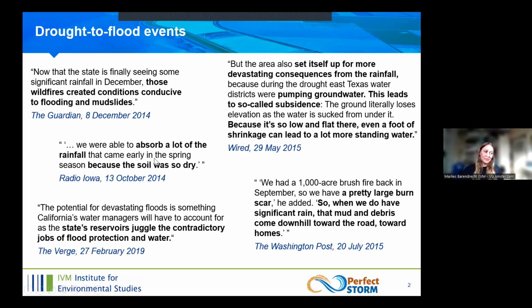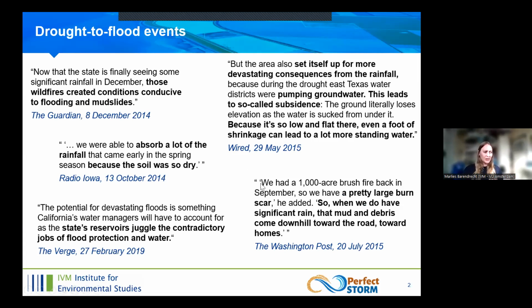Or in some cases, because there was a drought and the soil is dry, this actually reduces the impacts of the flood because the water can be absorbed by the soil. Or in the case of Texas, for example, the pumping of groundwater because of drought conditions led to subsidence, which then increases the flood risk because the land is lower.